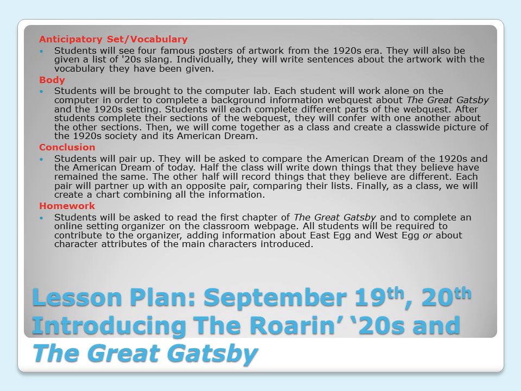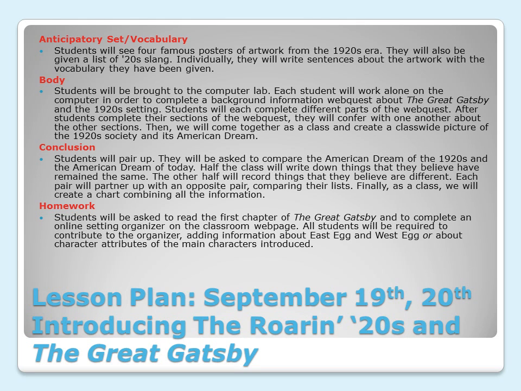Then the students will be brought to the computer lab and they're going to complete the Great Gatsby web quest. Obviously, they're not going to be able to do an entire web quest in one day, so they'll each do a section and then they'll confer with each other about it, gathering the information that they had missed. And then ultimately, at the end of the class, they'll pair up. They'll compare the American Dream of the 20s and the American Dream of today that we worked so hard to establish. And then half of the class will write down things that they believe have remained consistent in the American Dream, and others will write things that have changed. So then they can create large lists and compare their lists, and it's pretty cool because then they see how some things have remained consistent but some things have changed.